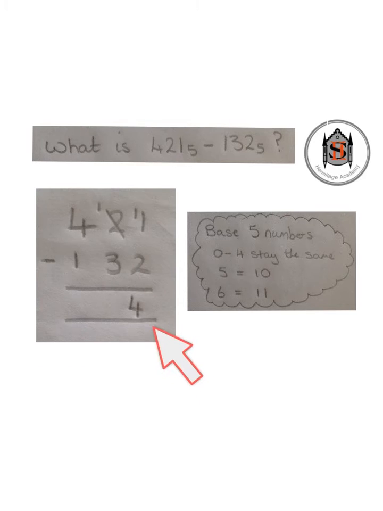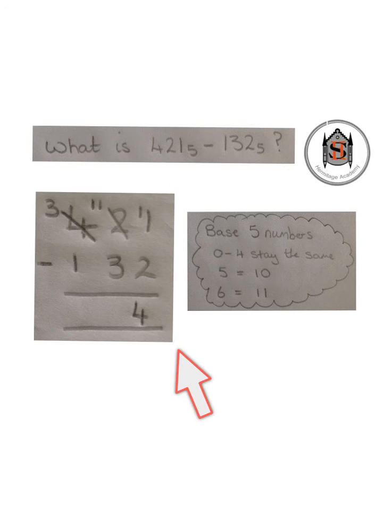Now I want to move on to the next part, which is to do 1 take away 3. Again, we can't do that, so we want to borrow 1 from the 4. Now we want to do the actual subtraction sum. Again, we have to be careful, we're not doing 11 take away 3 here. Because we're working in base 5, we have to remember that 1, 1 represents a different number.